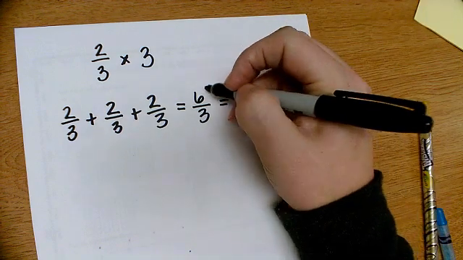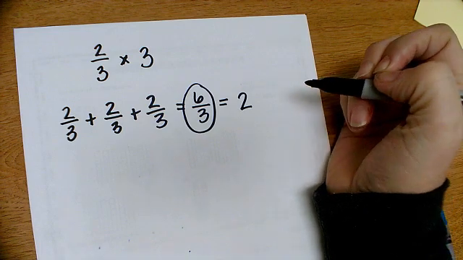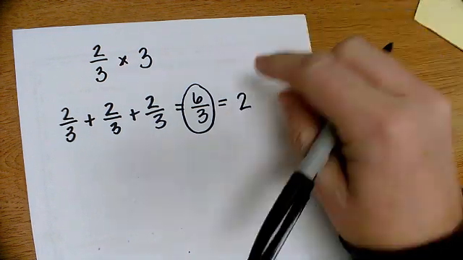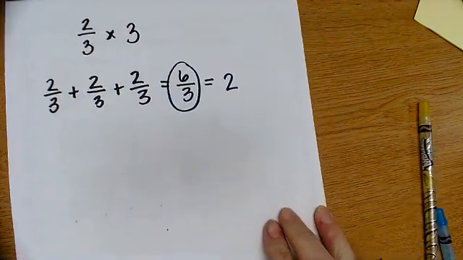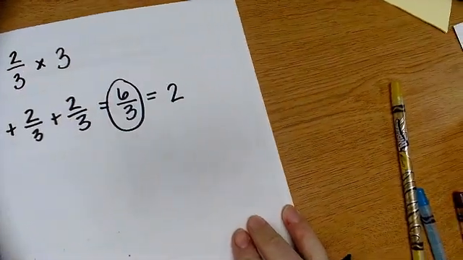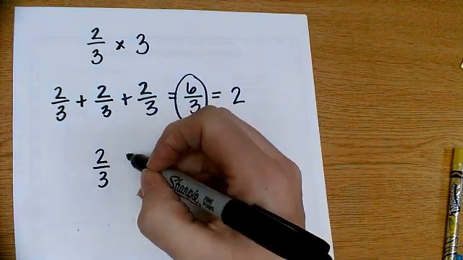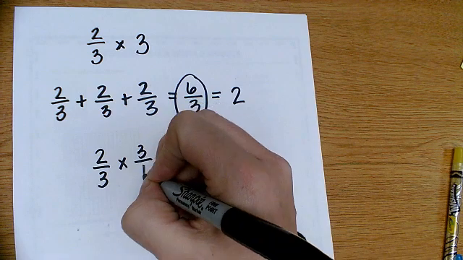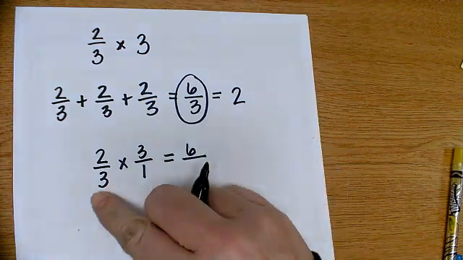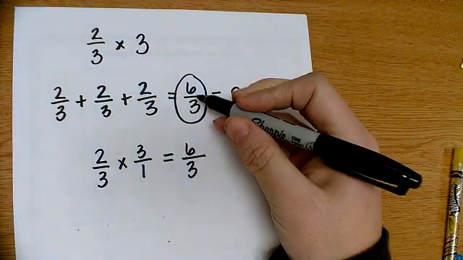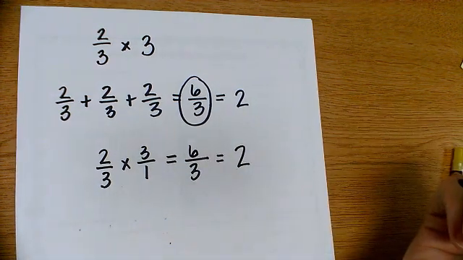2 wholes. Remember, when we have this improper fraction, or a fraction where our numerator is bigger than the denominator, we can do a division problem and do 6 divided by 3 to get us 2. Again, if I were just going to use numbers to show this, I could do 2/3 and I could multiply it by 3 over 1. And I'm going to multiply my numerators to get 6 and my denominators to get 3. So again, I have that 6/3, and when I do 6 divided by 3, I get 2 wholes.